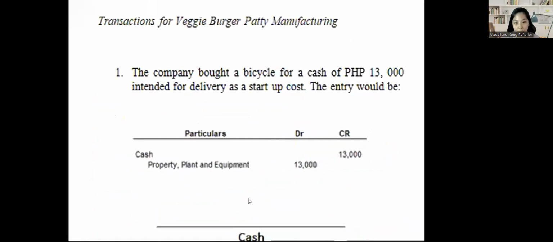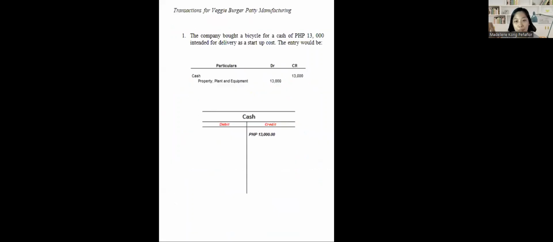So to show you an example of how data entry works, let's go over the following transactions. I will share my screen again, and I hope that we can actually learn from these transactions. So let's see. I have here sample transactions for veggie burger patty manufacturing.